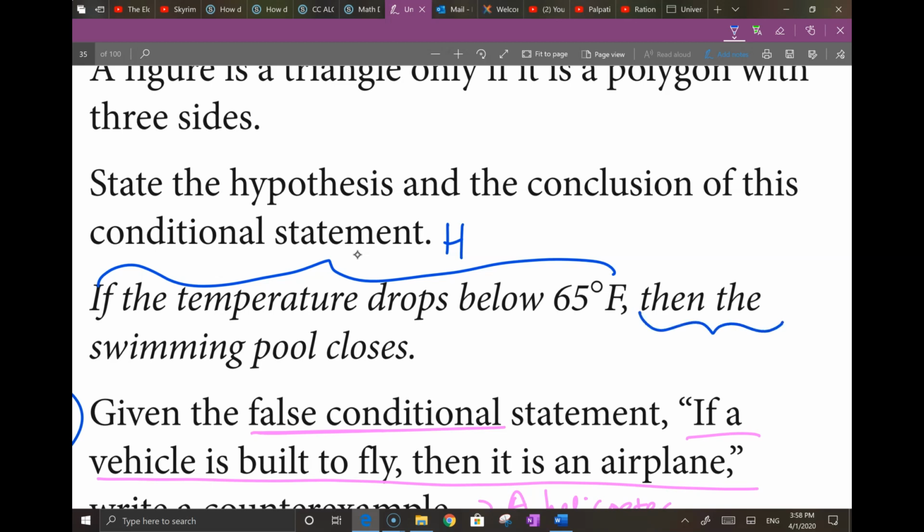The last part, the then part, that's always your conclusion. Then the swimming pool closes would be your conclusion. So hypothesis and conclusion.